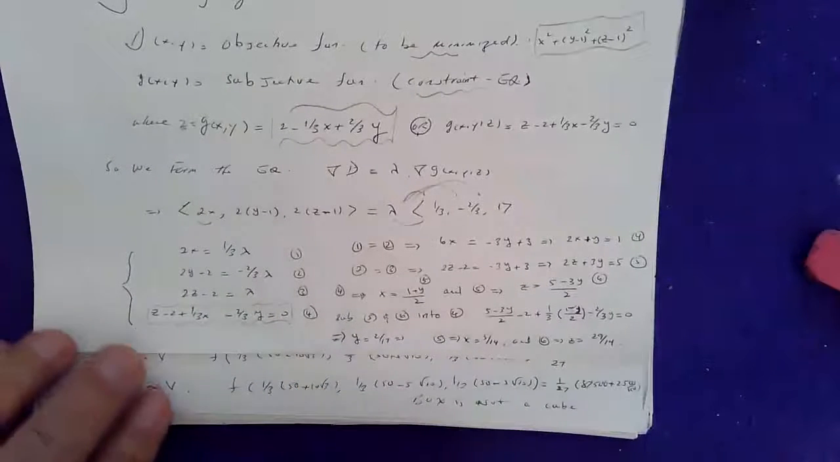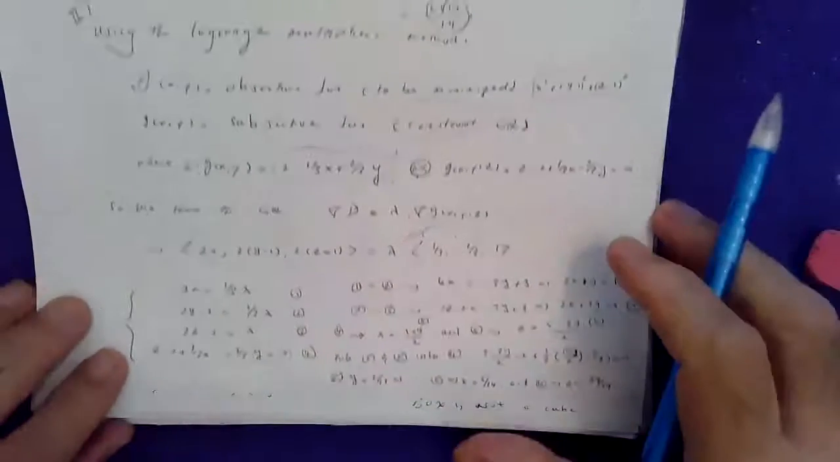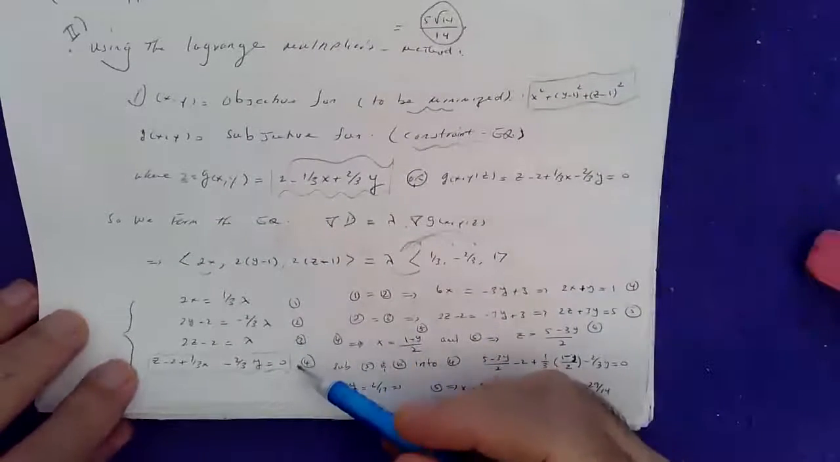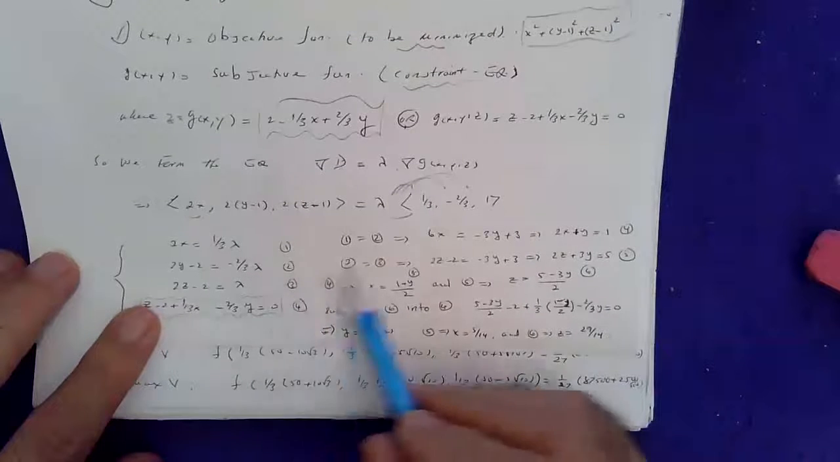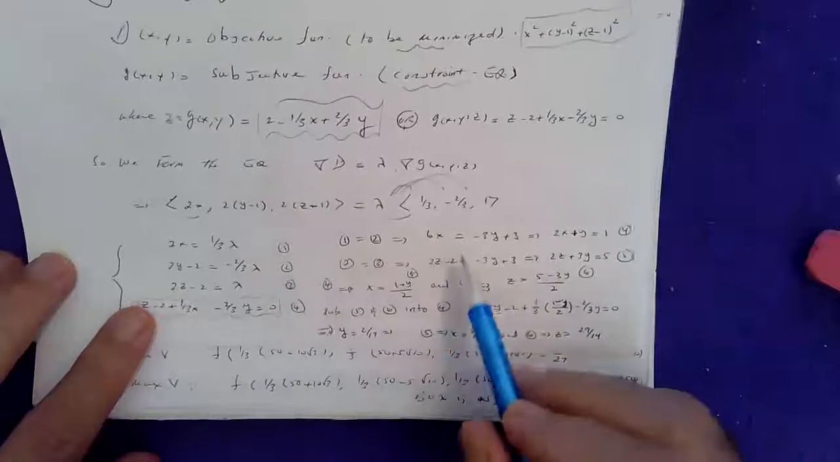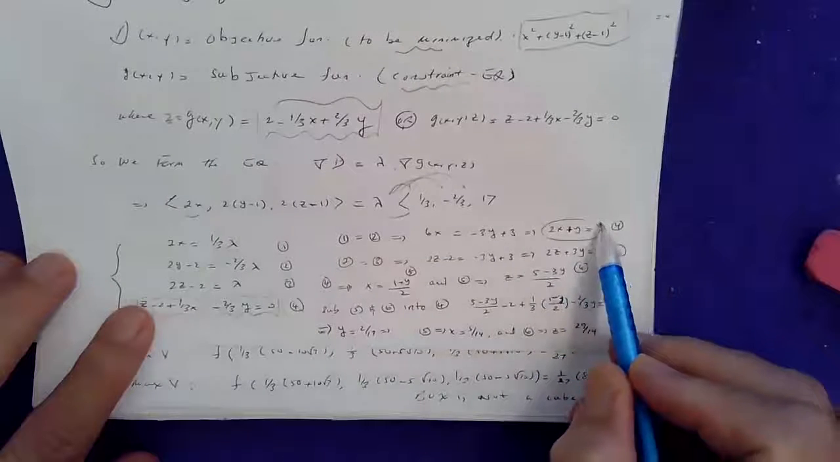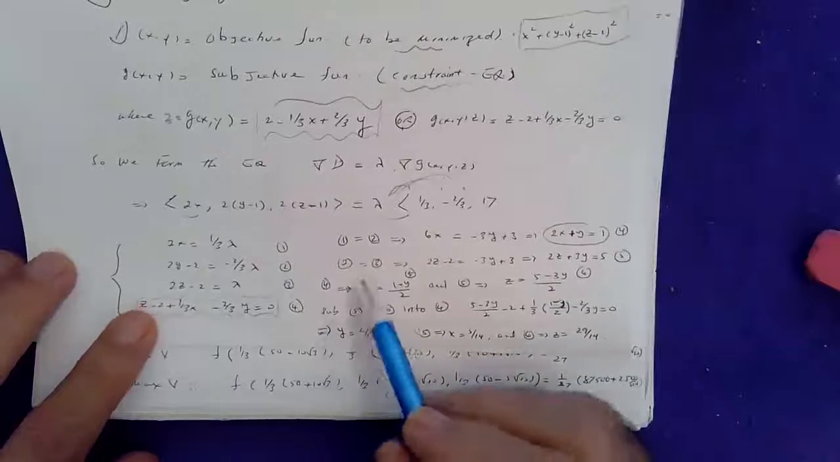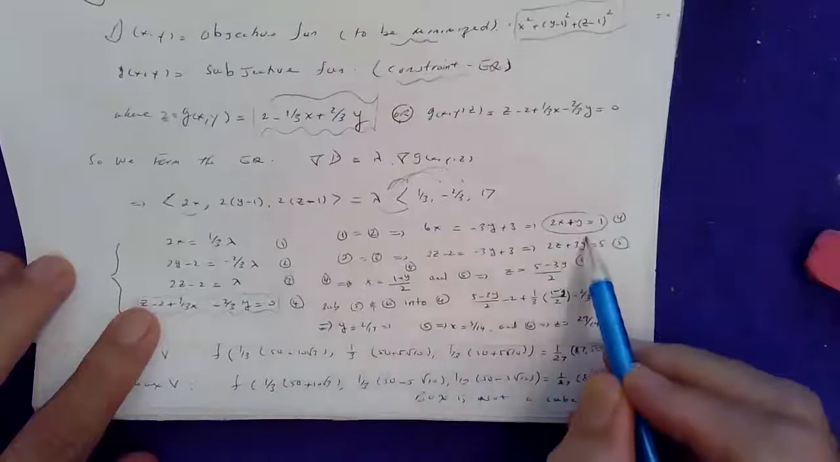So now sometimes students go, well, okay, I set this up. How do I solve it? Well, you set equations 1 and 2 equal to each other. You get something like this: 2x plus y is equal to 1. Now you take equations 2 and 3 and set them equal to each other. You get something like this.